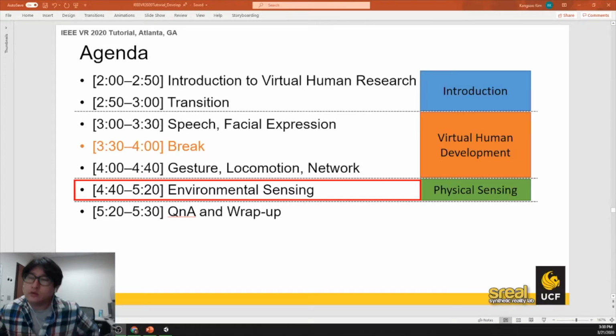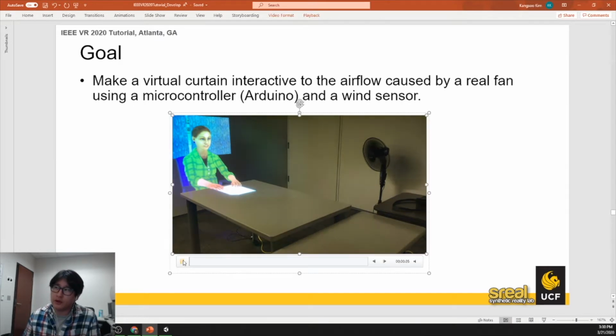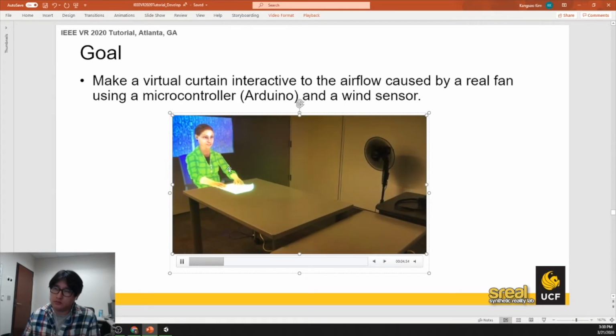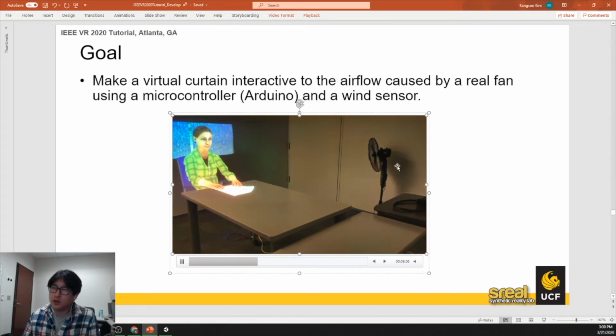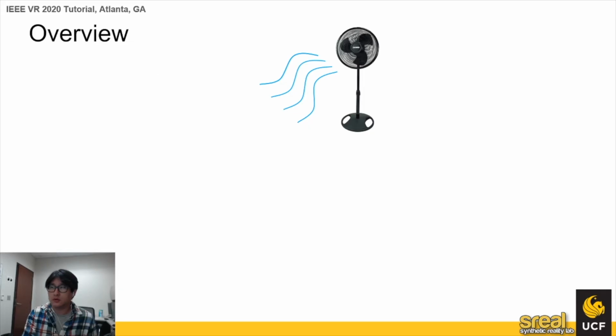So now we are moving to the next session, which is the environmental sensing module and integration with the Unity engine. The goal of this session is to make a virtual curtain interactive to the airflow caused by a real fan wind. Basically, you see the virtual curtain or virtual paper fluttering based on this real wind from this physical fan. So that's what we want to do in this talk.